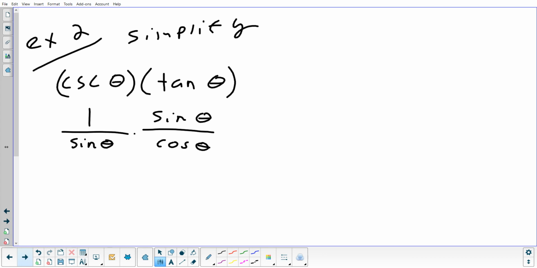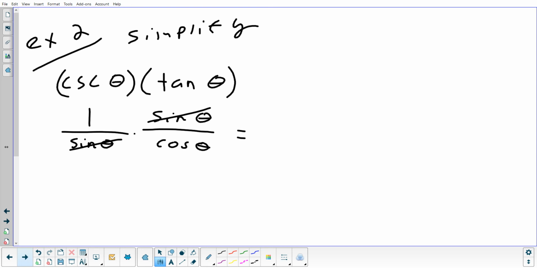And Francesca, what's going to happen there? We're going to multiply it now? Yeah, we're going to multiply, and what happens even before I multiply? Oh, we would cross out the sine. Right, because you have multiplication, and you have the same thing in the top and in the bottom. Remember, you can't do that if it's addition. We'll talk about that. But it's multiplication, so we're okay.